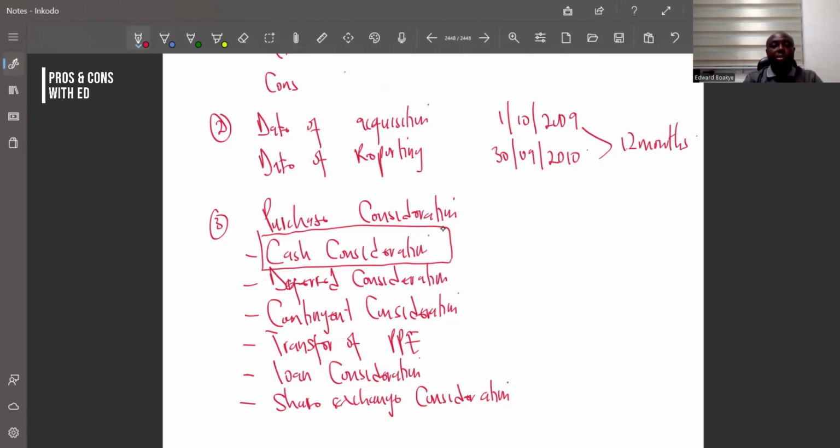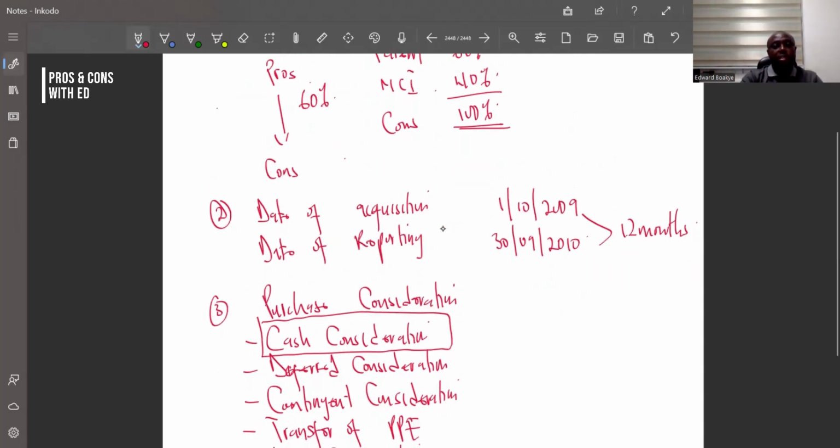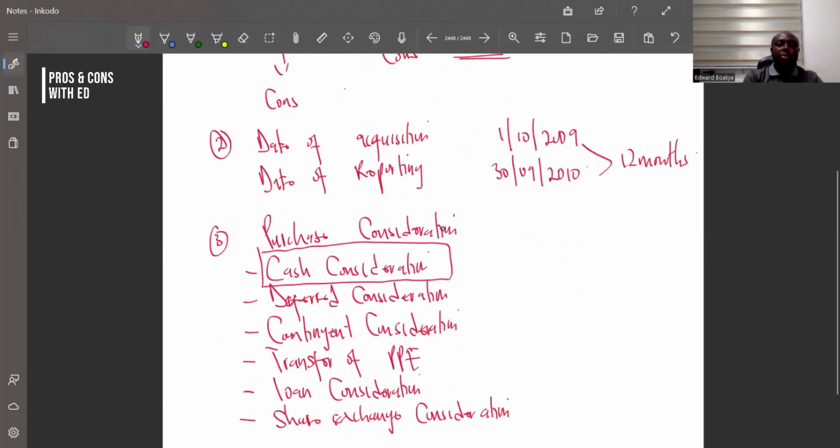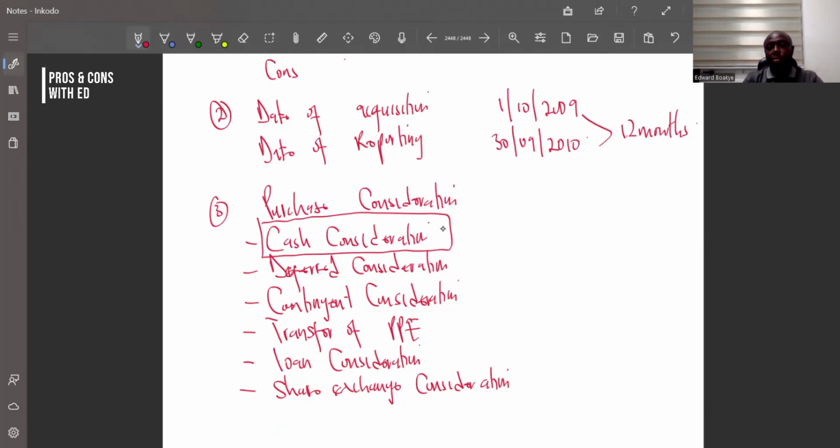Let's go on and talk about other mechanics. As I said, for group structure and then date of acquisition, date of reporting, we may not be coming there again. But for purchase consideration, we'll be dealing with it in our subsequent lecture, because we have to talk about deferred consideration, contingent consideration, transfer of PPE, loan consideration, and then share exchange consideration. So we'll be talking about all these one by one, because I don't want us to miss anything on this. Consolidation isn't difficult, but you can make it difficult for yourself.